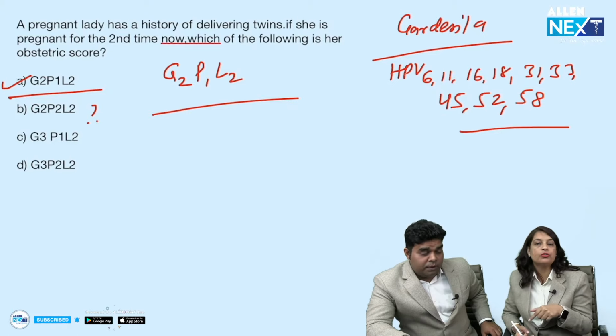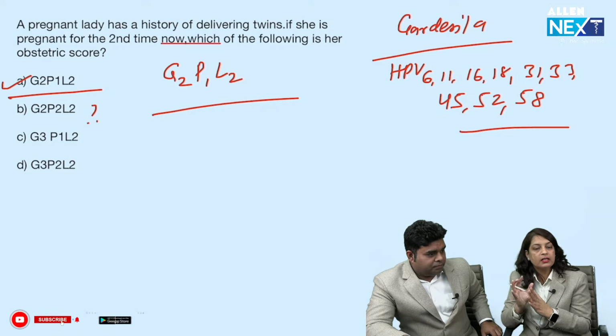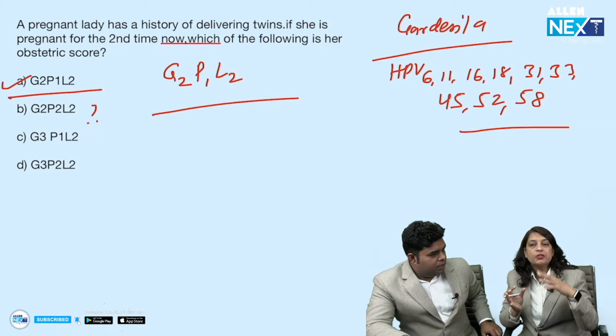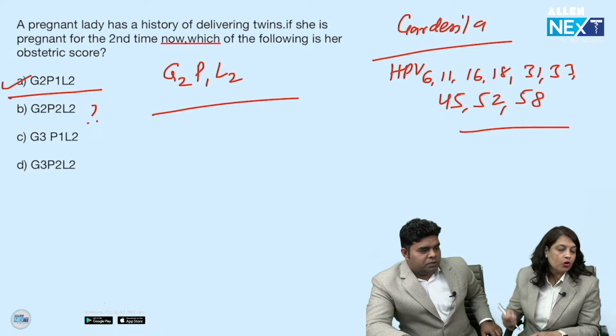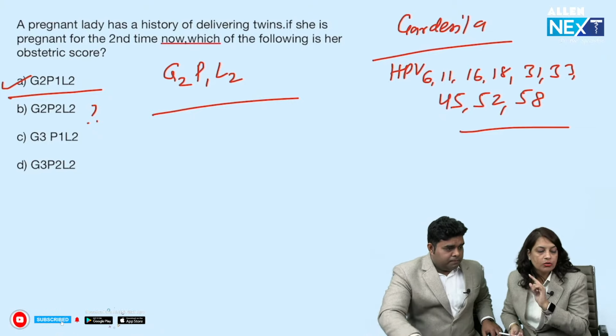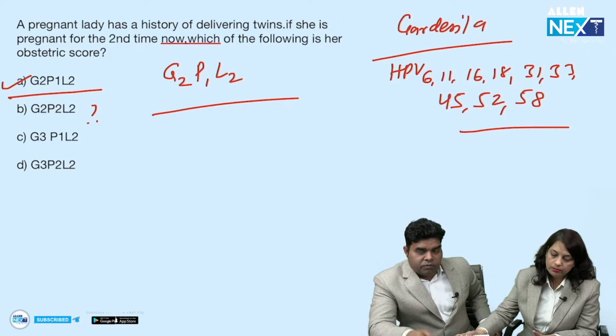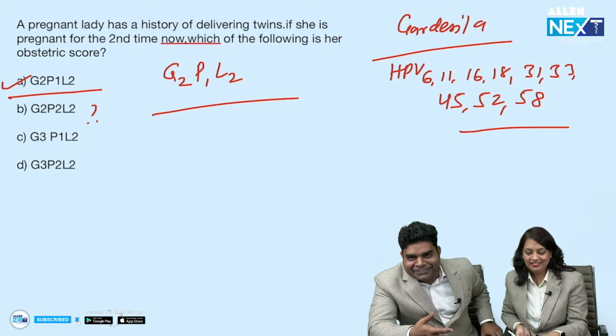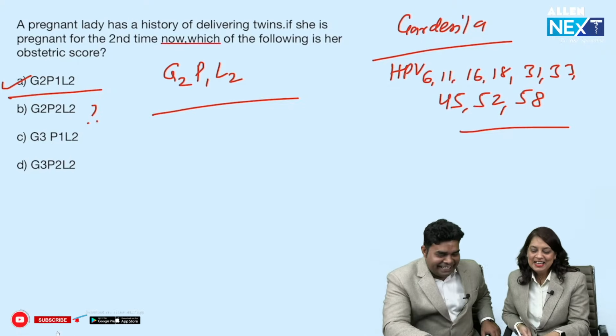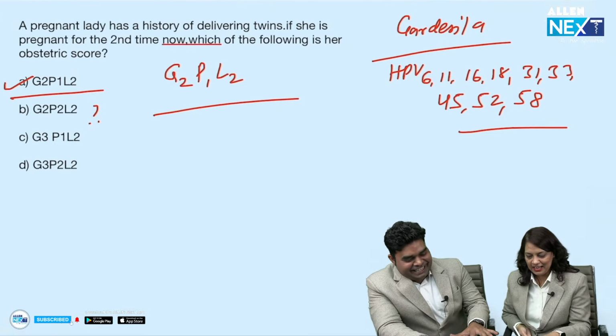And one more thing you should remember, this is from Novak's textbook of gynecology, that HPV 16 is for squamous cell and HPV 18 is for adenocarcinoma. So I hope this question is also clear to you. When ma'am asked this question to me before the session, I also answered G2, P2, L2. I was also wrong there. So I hope you have corrected yourself.